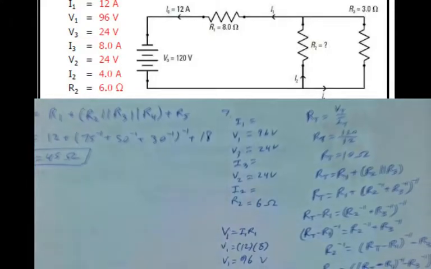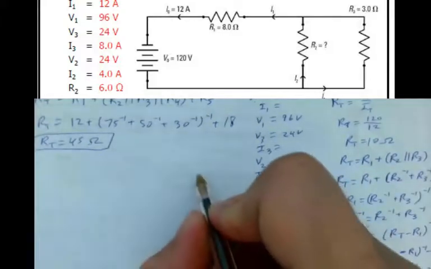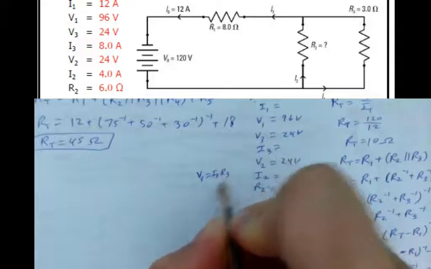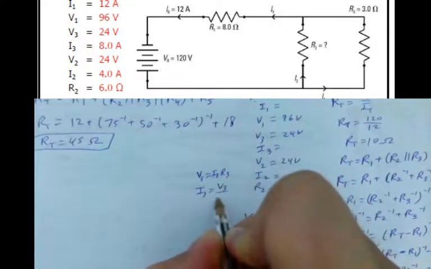Next, now that I have those, I can use Ohm's law to find the other values. V3 equals I3R3, or I3 equals V3 over R3.